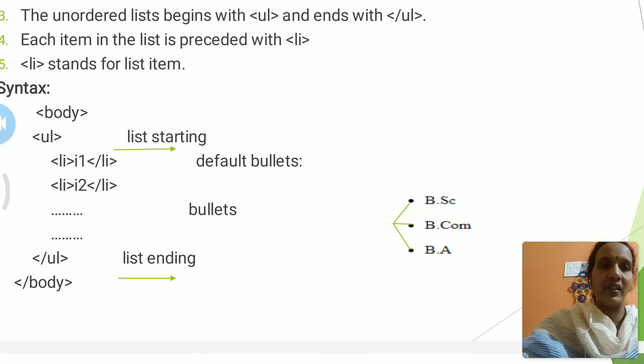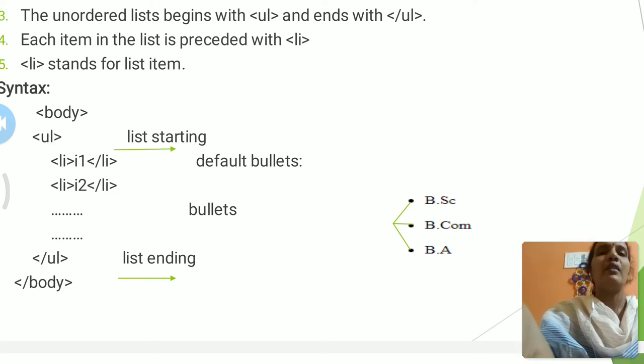On the right side you can see BSc, BCom, BA given. Before BSc, BCom, BA, the bullet you have is a disk. That disk means there is no order; it is a symbol. So if you want to display any type of symbol before the text, we use the unordered list, because it does not follow a sequence and displays symbols. The unordered list starts with the UL opening tag and ends with the UL closing tag. Each list item is preceded with an LI tag.